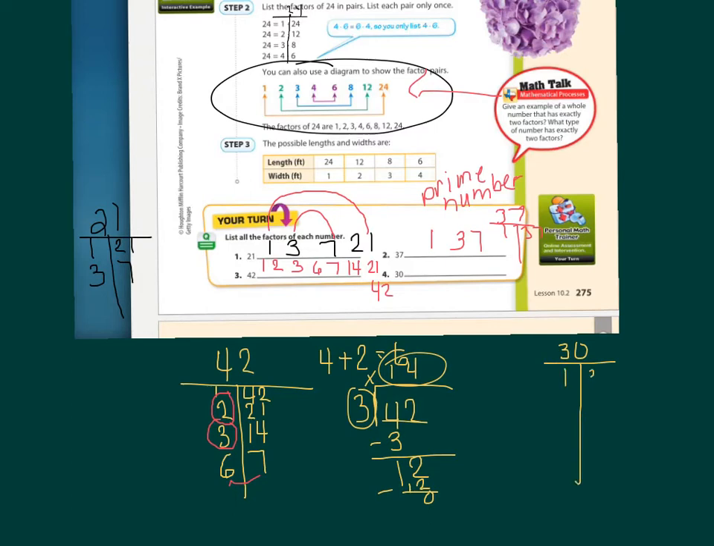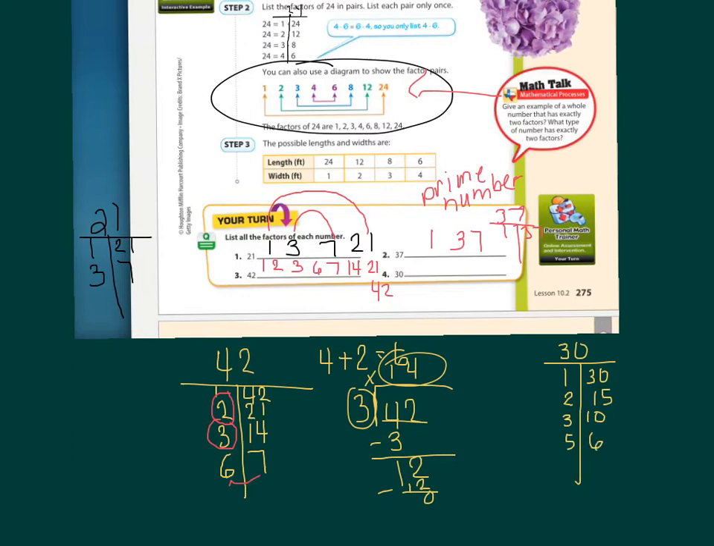1 times 30. 2? Yeah, 30 is an even number. Half of 30 is 15, so 2 times 15. 3 times 10. 4? No. 5? Yeah, it ends with a 0, so 5 will be there.